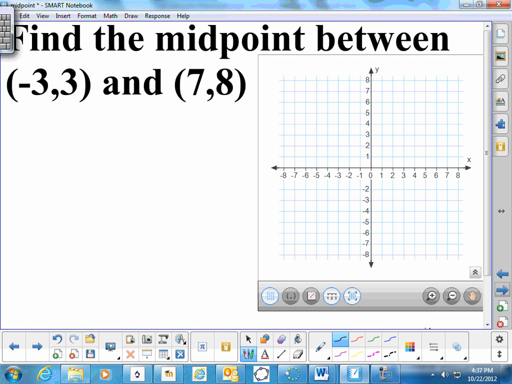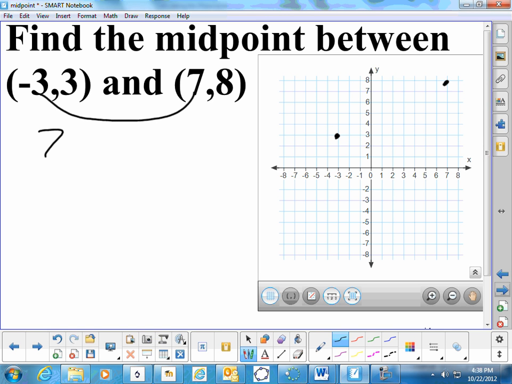Let's jump ahead to one that has a negative in it. So -3, 3 would be that point right there, and 7, 8 would be that point right there. Well, it looks like the point halfway in between, well, I'm having a little hard time figuring out what that is graphically. Let's figure it out mathematically.